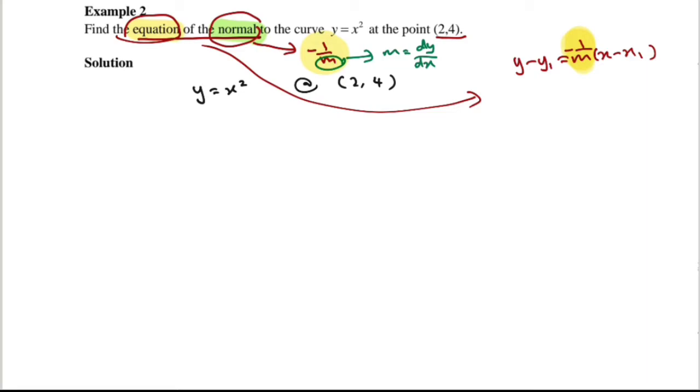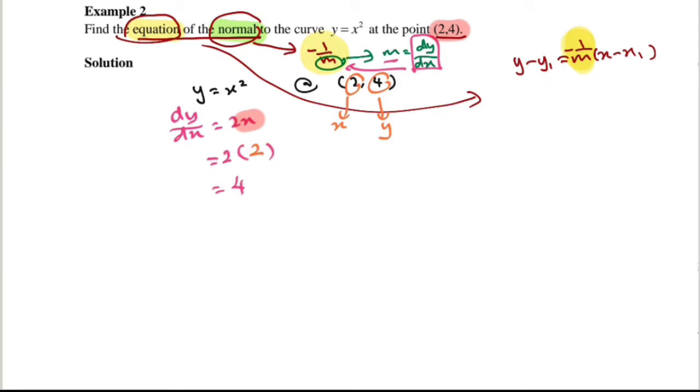So that's why we replace that value with negative 1 over m. So what is our first step? The first step is to find the value of m so that we can replace it and write negative 1 over m. Now, just differentiate. What you get is 2x. But now we want to find the gradient exactly at the point (2, 4). So what is the value of x at that point? The value of x is 2 and the value of y is 4. So replace your value of x with 2. And the gradient exactly at point (2, 4) is 4.